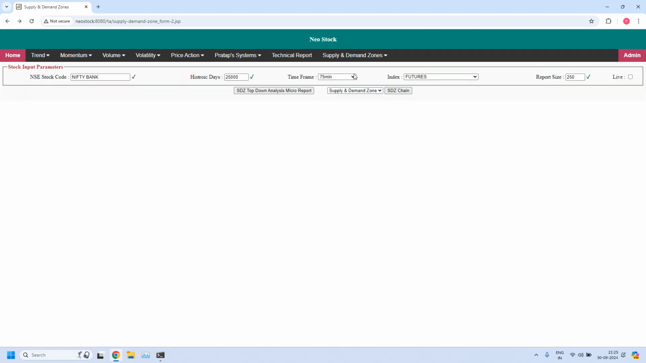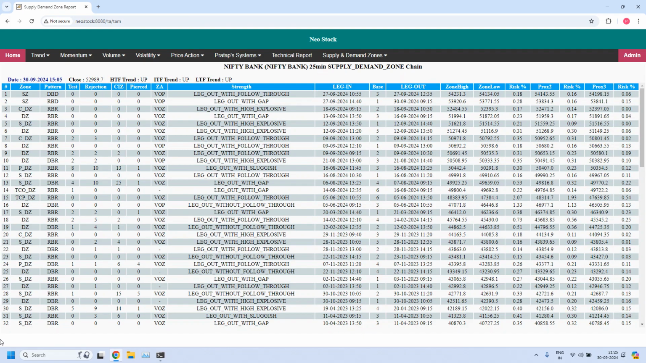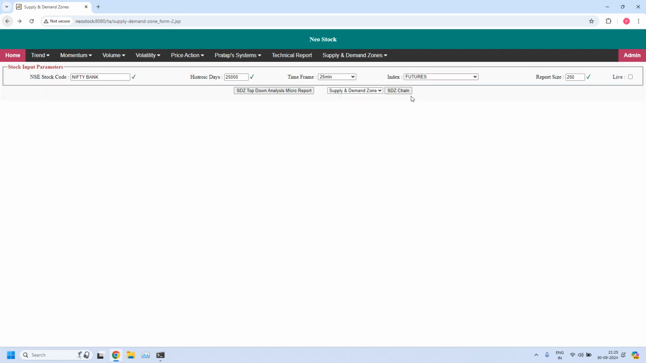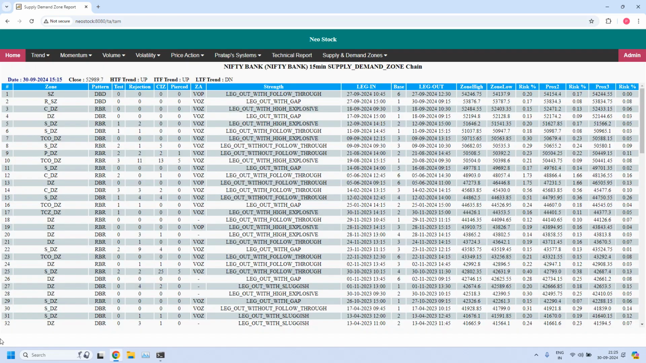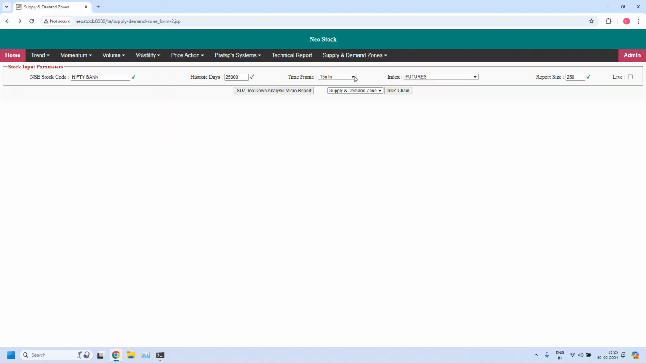The next time frame is 25 minutes. Now I am generating 25 minute supply demand zone chain for BANKNIFTY. The next time frame is 15 minutes, generating 15 minute supply demand zone chain for BANKNIFTY. And the last time frame is 5 minutes, generating 5 minute supply demand zone chain for BANKNIFTY.